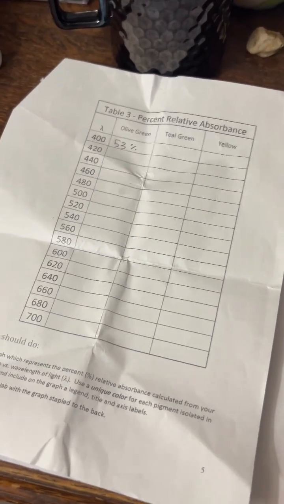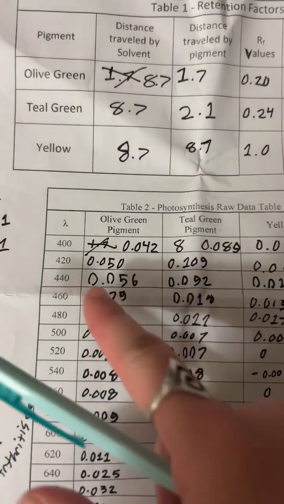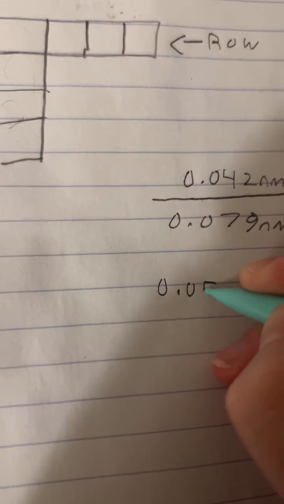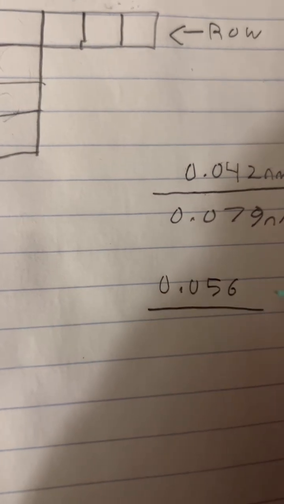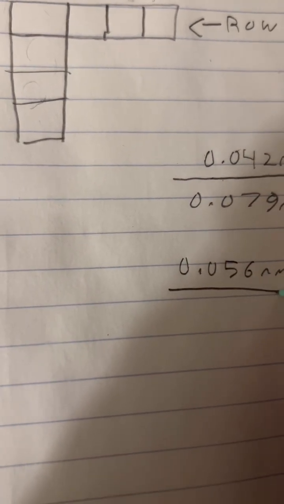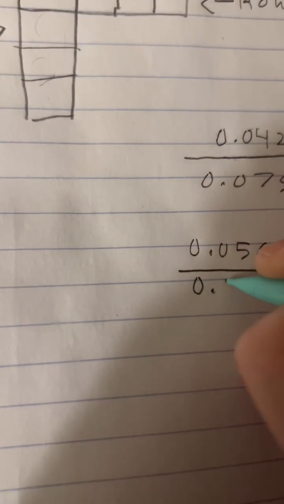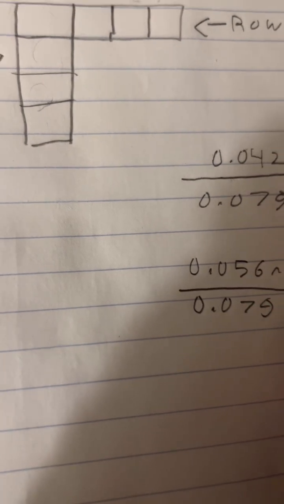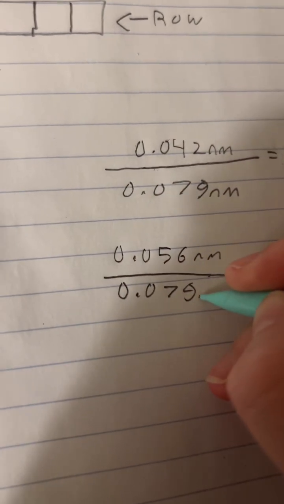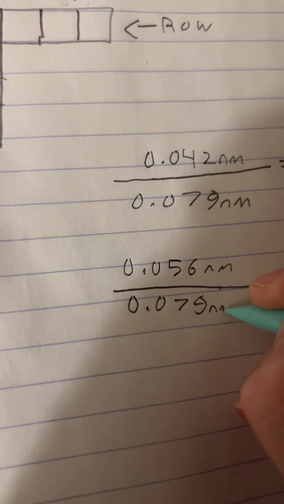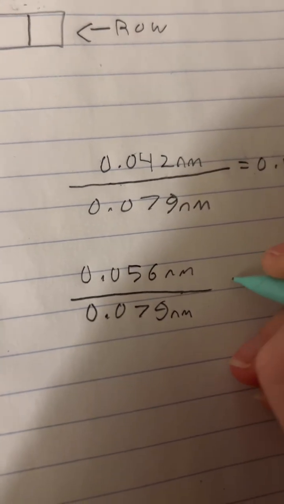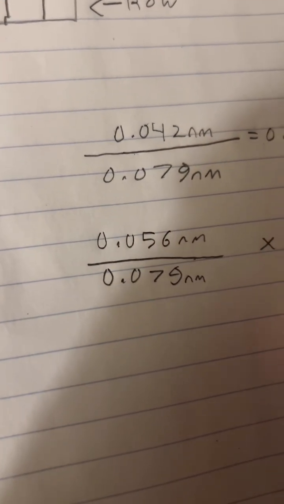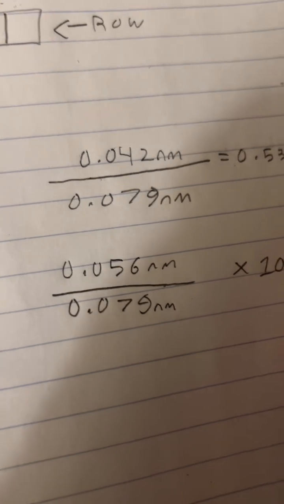So, just for another example, I'll do one more. Actually, I'll do two more. Just why not? These are nanometers, by the way. Divided by 0.079, our highest value from that column. We're going to divide that. We're going to multiply that by 100, and that's our percentage.